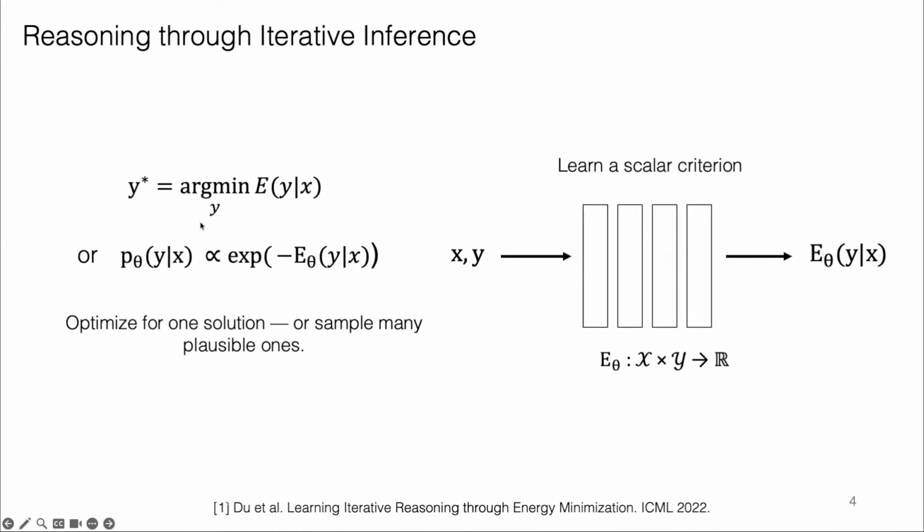And you can either try to deterministically optimize this energy function to find the minima, or you can try to learn an energy function that represents the entire probability distribution. And then you want to sample many different plausible solutions by sampling from this distribution here. Essentially, we're interpreting reasoning as some type of iterative inference on this energy function. So reasoning corresponds to either directly using some type of gradient descent to optimize this energy function, or trying to sample from this overall distribution.